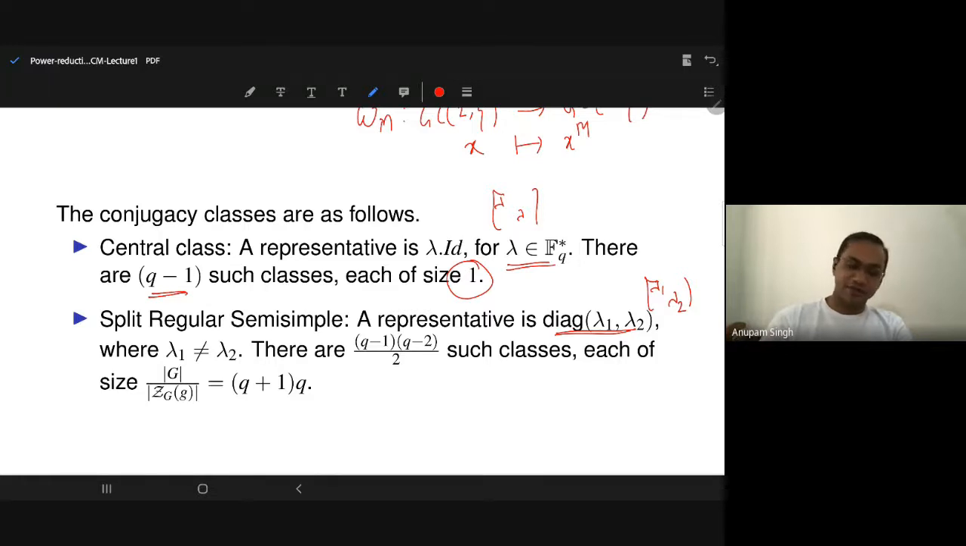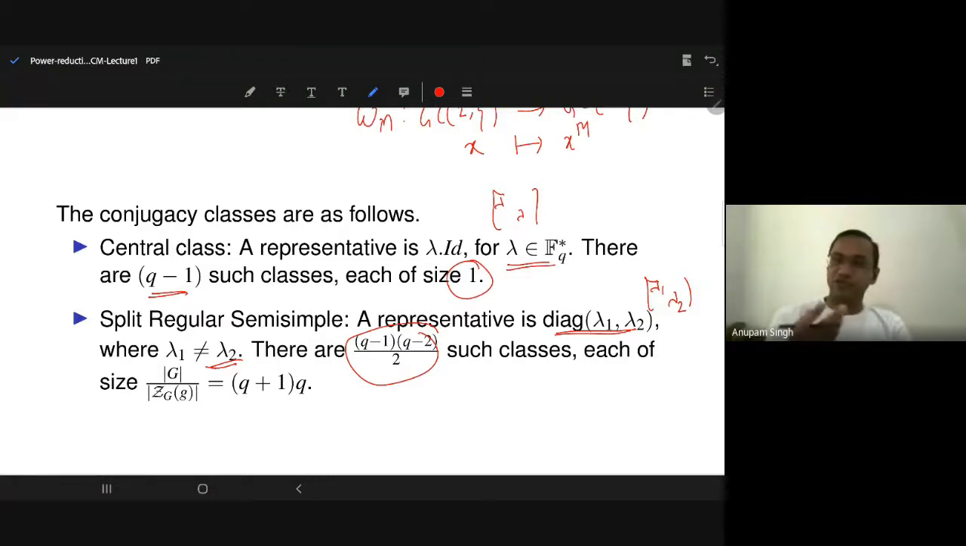It is just a name, but there is a reason for this name. So lambda one, lambda two, where lambda one is not equal to lambda two, and they are non-zero elements in the field. How many such classes can there be? Remember, if lambda 1, lambda 2 are different, they are different conjugacy classes. So lambda 1 can be chosen in q minus 1 ways, and lambda 2 has to be something not equal to the earlier chosen lambda 1. So there are q minus 1 into q minus 2 choices.